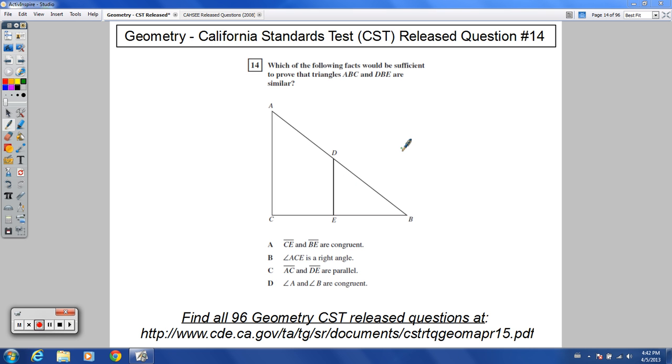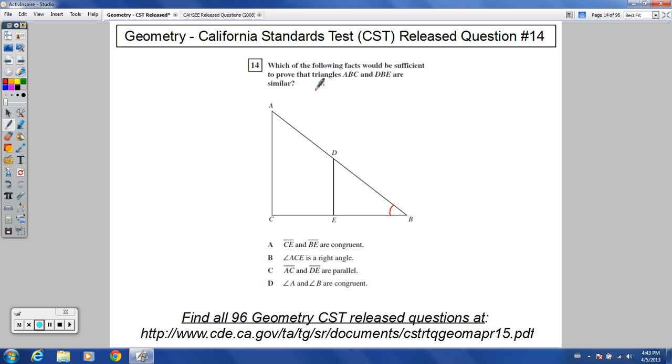Welcome to release question 14 for the geometry CST questions. It says, which of the following facts would be sufficient to prove that triangles ABC and DBE are similar? So here's triangle ABC, it's the big triangle, and triangle DBE is this smaller one. And to me it looks like they definitely have this angle in common right here. Angle B is shared by both of those triangles.